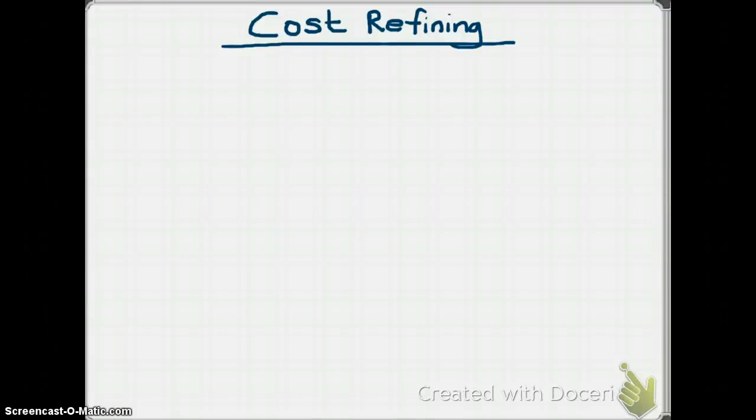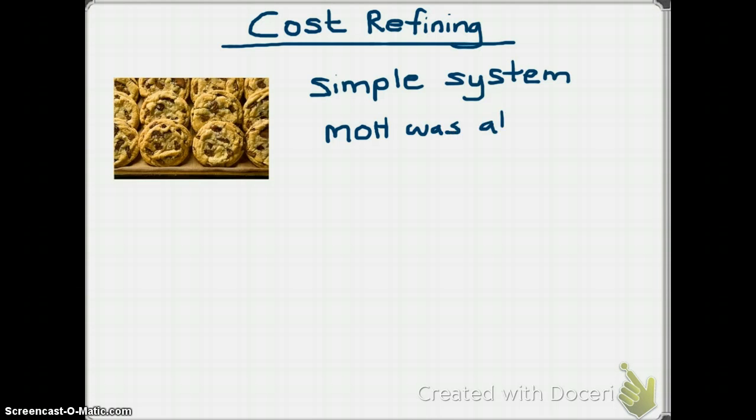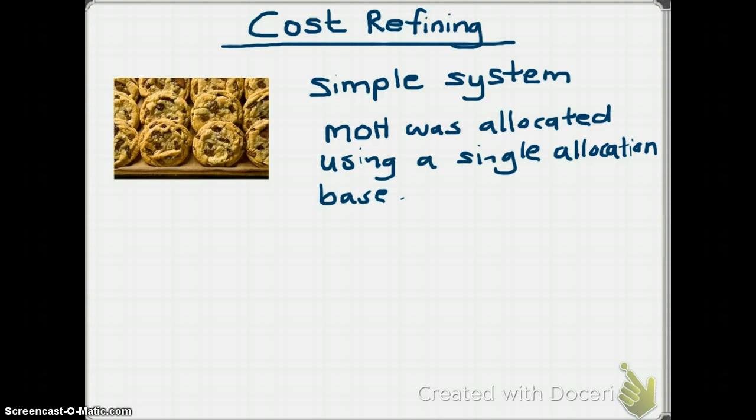In this section, we're going to take a look at cost refining systems. Before we take a look at what cost refining is, let's recap what you know so far. What we did so far is we took a look at a particular company, and then we allocated manufacturing overhead for that particular company based on a single allocation rate. That was a very simple system.